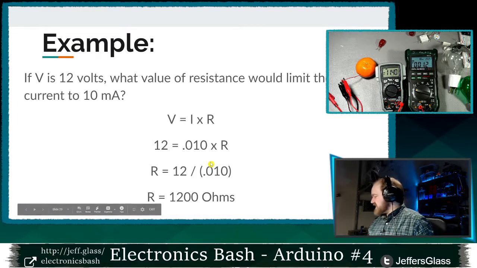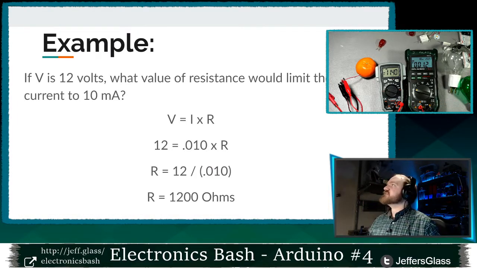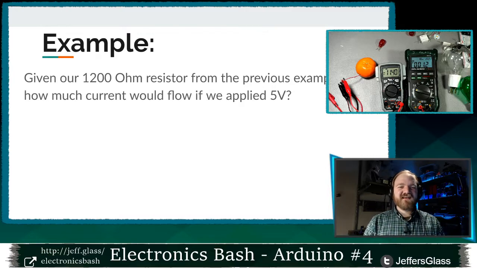We can probably do that as a practical example. I didn't prepare it, but let's do the second example, and we'll do both examples as one. Maybe I did prepare it. Maybe I'm cleverer than I think. So given that we found a 1200 ohm resistor from this previous example, if we dialed that voltage down to 5 volts, how much current would flow in that circuit?